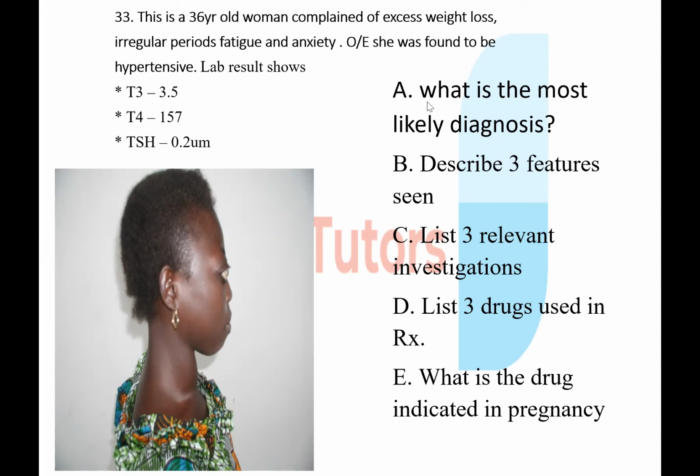Okay. So list 3 relevant investigations. They have done 1 thyroid function test. So list other investigations that can be done in this patient. X-ray. Thyroid ultrasound. Yes. So you do neck ultrasound to look at the thyroid gland. That's 1. What else? That's 1 out of 3.